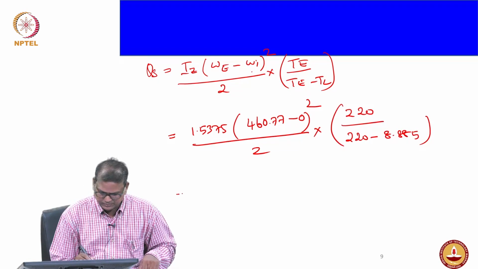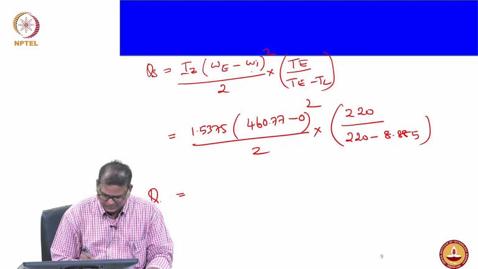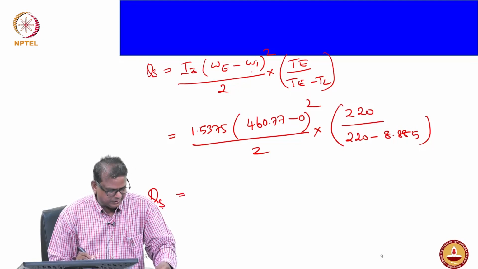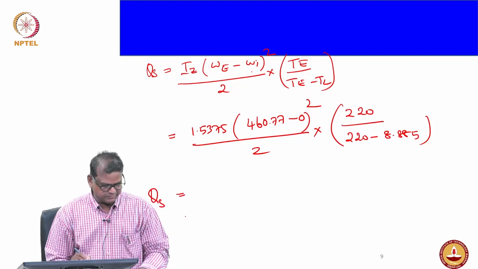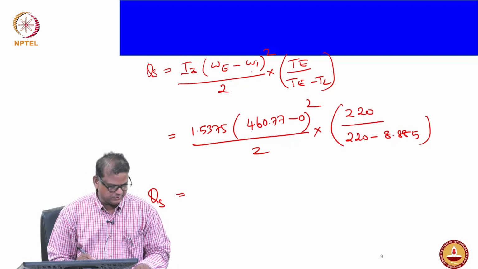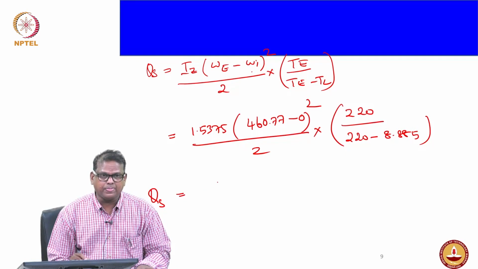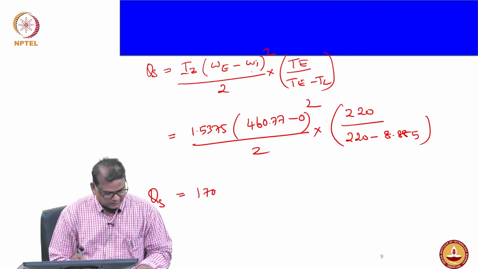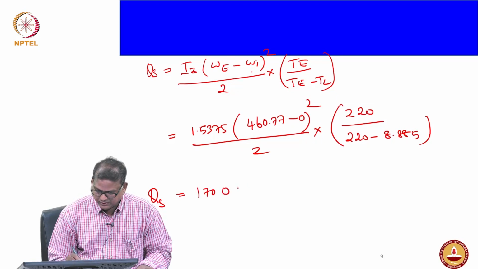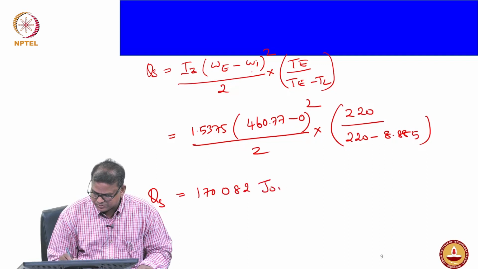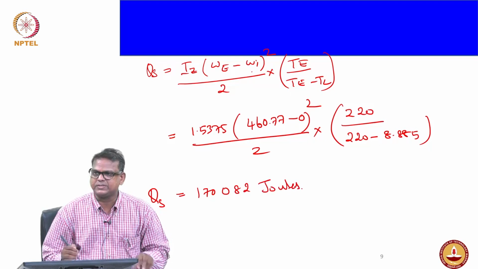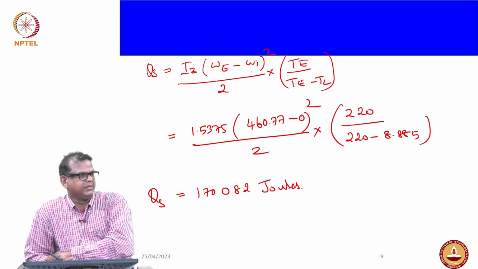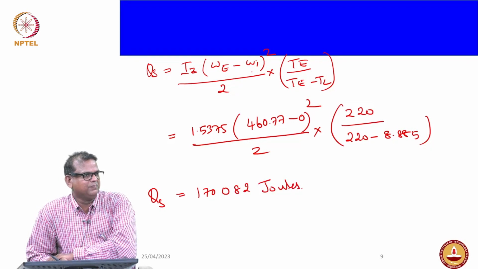Okay. So, can you give me what is your heat generation? It is happening for first gear engagement. This should be in joules. So, are we getting 170,082 joules? This many joules you should expect in the first gear engagement aspect. Yeah, are you getting this value?